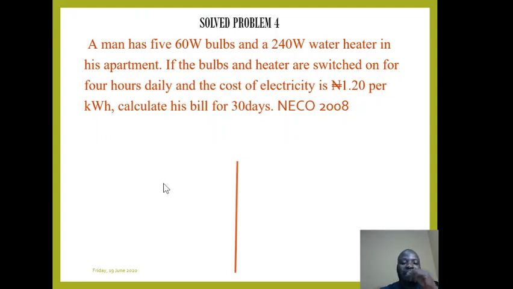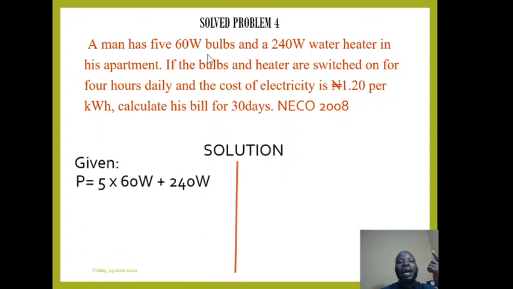Now let us list out the parameters one after the other as usual. Looking at the question, we have a man has 5 60-watt bulbs, similar to one of the questions I have solved already, and the second one, a 240-watt water heater. So the total power it is going to consume for the 5 bulbs is 60 watt multiplied by the number of bulbs, which is 5, so 5 times 60 watt, plus the second gadget, the water heater, at 240 watt.